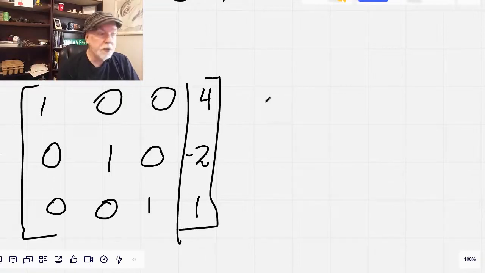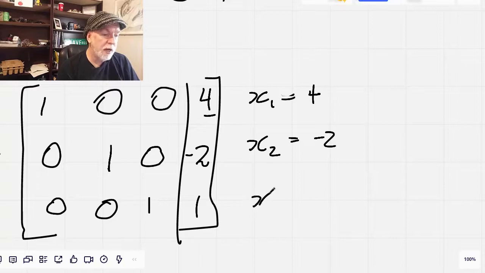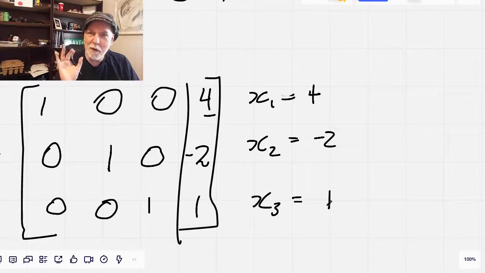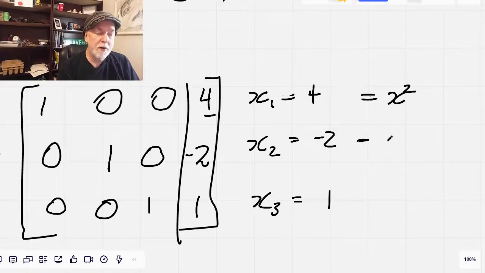Let's read off the solutions. X sub 1 equals 4. X sub 2 equals negative 2, and x sub 3 equals 1. And now remember our substitutions. X sub 1 is x squared. X sub 2 is x times y, and x sub 3 is y squared.